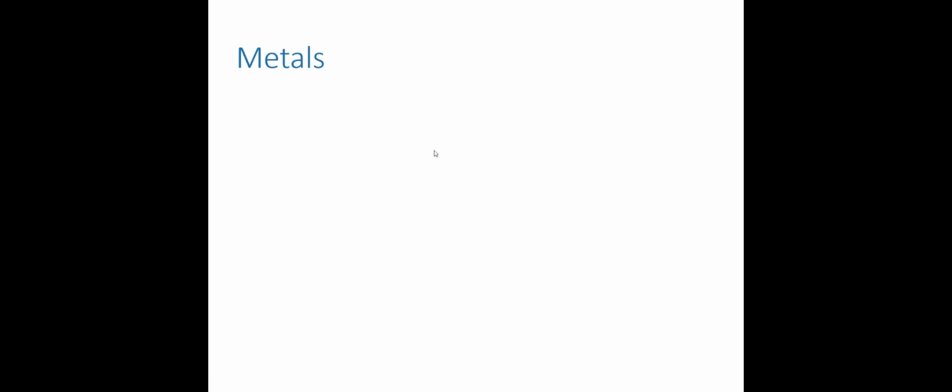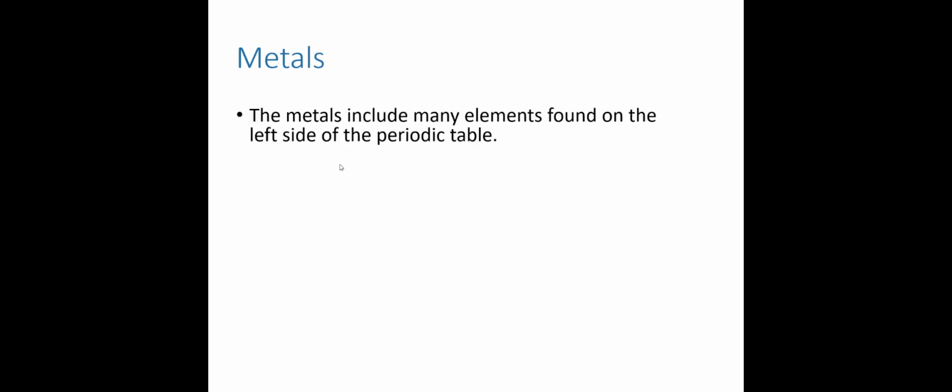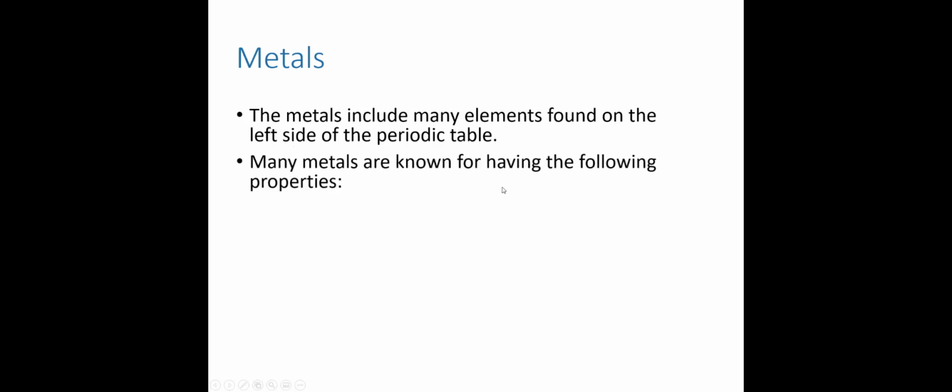What I'm going to be doing for this first section here in Chapter 2 is talking about all the different ways that we classify our elements. The majority of elements on the periodic table are classified as metals. And on the periodic table, they're going to be principally shown on the left side. The properties of most metals include the following.